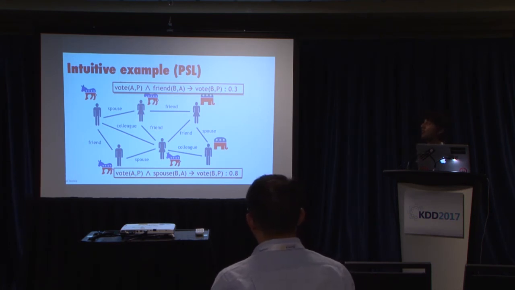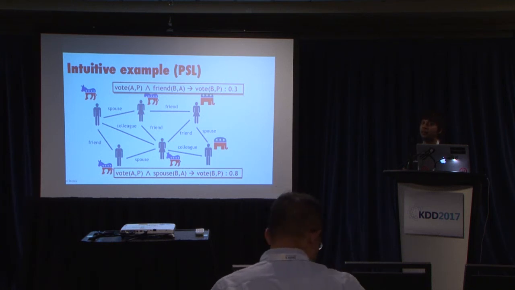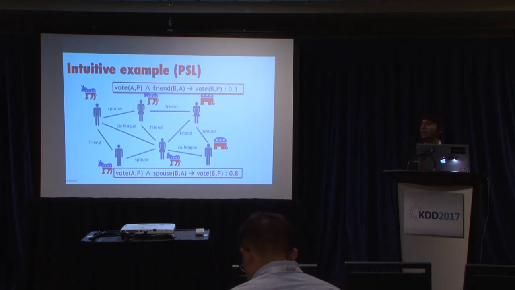The first rule is saying that if A votes for P and B is a friend of A, then B is going to vote for P. And we're giving this rule 0.3. So the higher the weight, the more important the rule is. With weight 0.3, what I'm saying is that if two people are friends, then, using what I know about the world, which is that two friends, if they stay friends for long, tend to have the same kind of political affiliation, it's very likely that if A is going to vote for P, chances are that B is also going to vote for P, assuming they're friends.